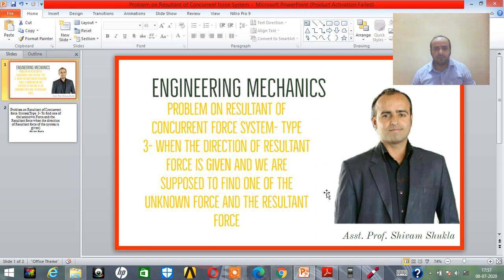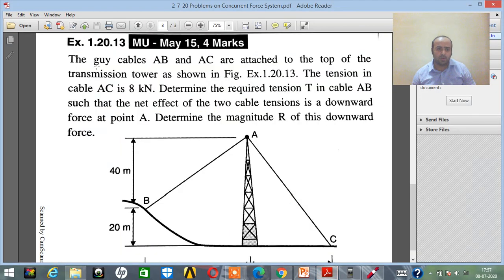This is Shivam Shukla, and here I am going to solve a problem on engineering mechanics. It's a problem on resultant of concurrent force system, type 3 problem, when the direction of resultant force is given and we are supposed to find one of the unknown forces as well as the resultant force. Let's see how the question statement goes.